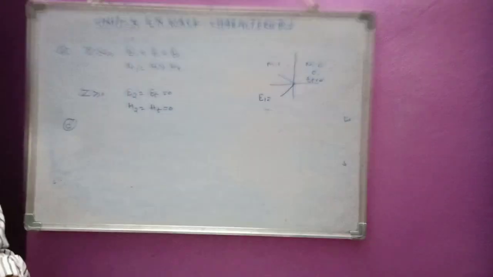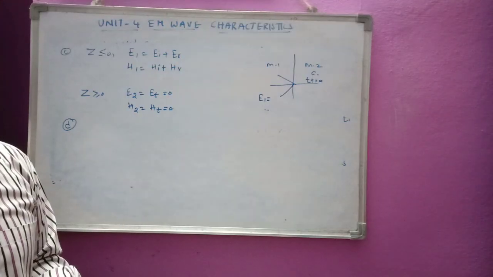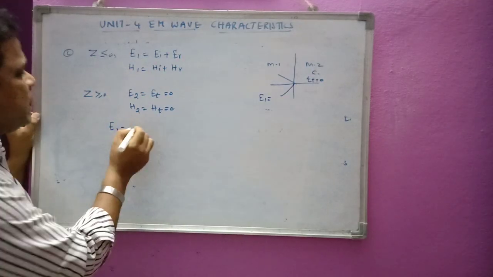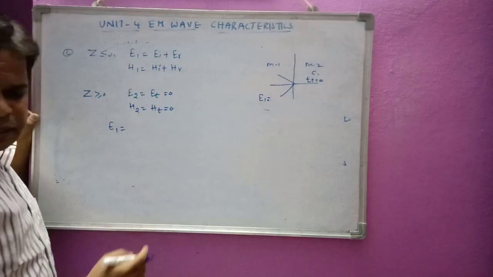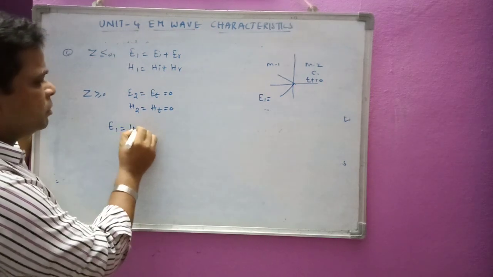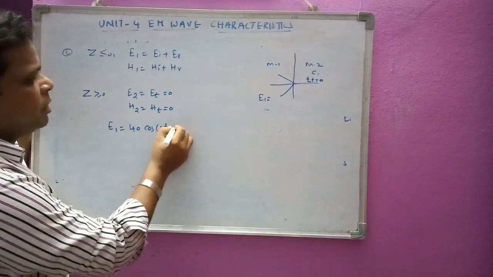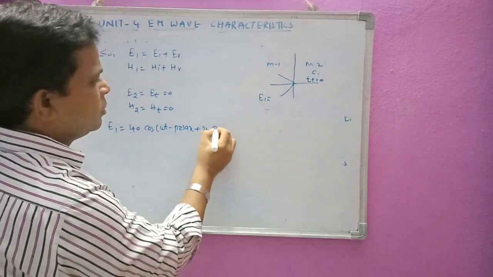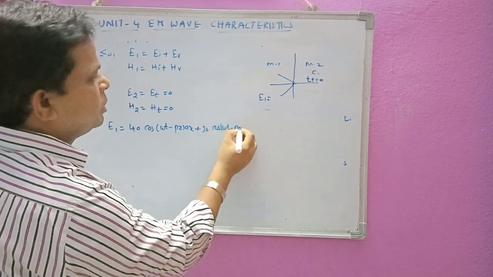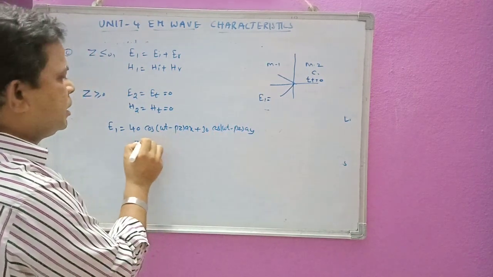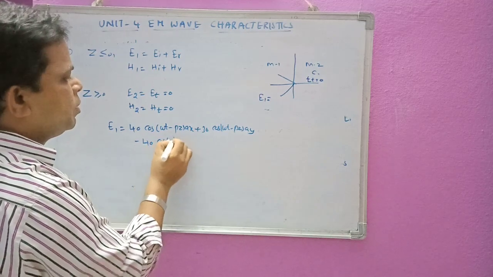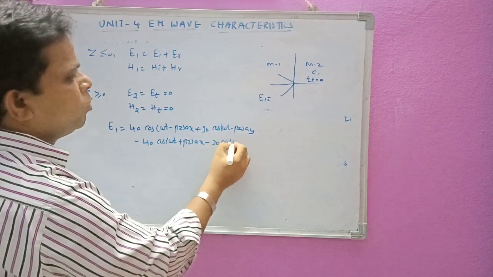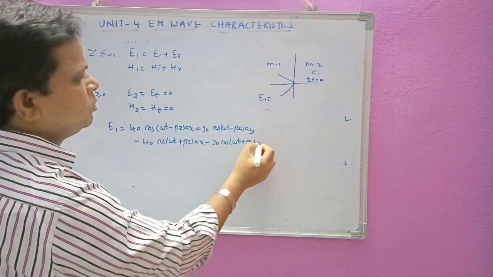What is he asking there? Yeah. So better we will write this one. Why? Because we have to find the power in the next question here, D. So what is the EI here? We have got 40 cos(omega t minus beta z) into AX plus 30 cos(omega t minus beta z) into AY. Minus, I will get here, minus 40 cos(omega t plus beta z) into AX minus 30 cos(omega t plus beta z) into AY.